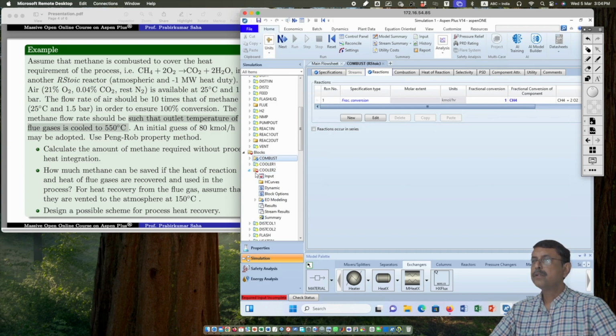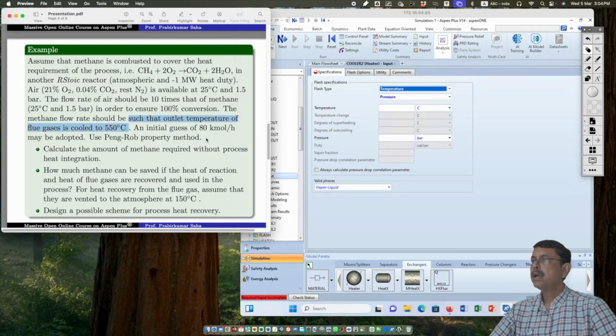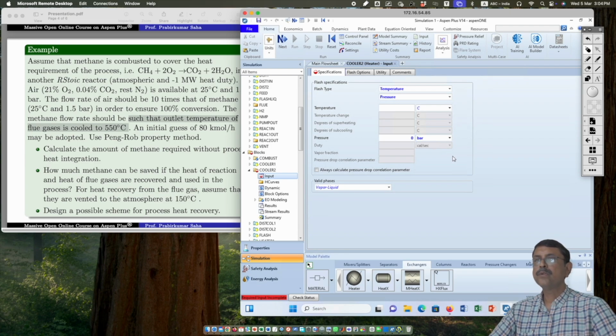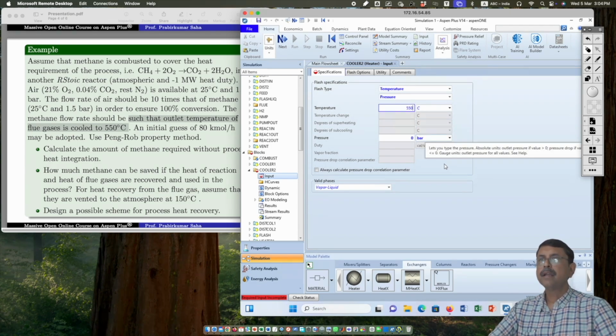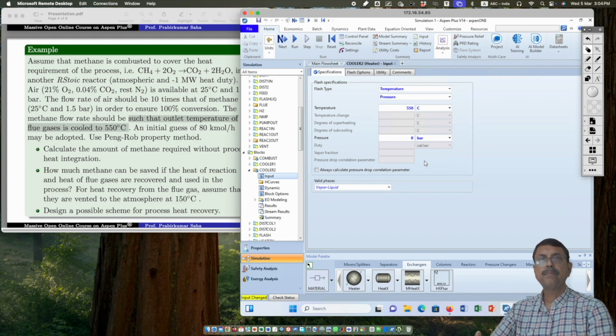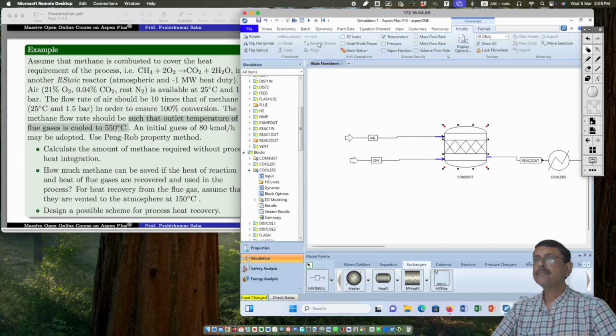And cooler. So the cooler temperature, the methane flow rate should be such that the outlet temperature of the flue gas is cooled to 550 degrees centigrade. Now, again, we have to use a 0 bar pressure because there is no change in pressure over there. And again, we have to perform some design spec analysis over there. But for the time being, let us specify the temperature over here as 550 degrees centigrade, run the system and check it first. So run the process.